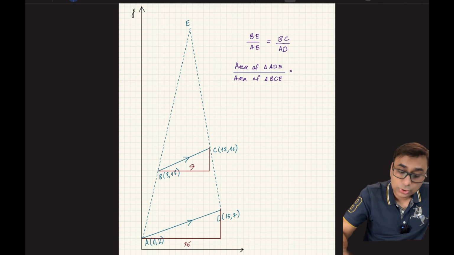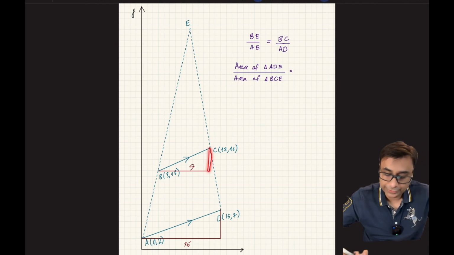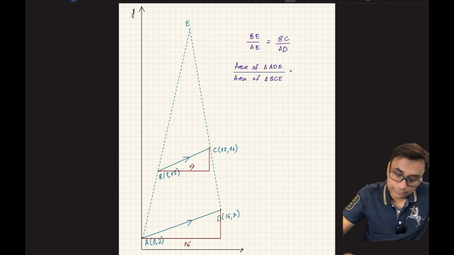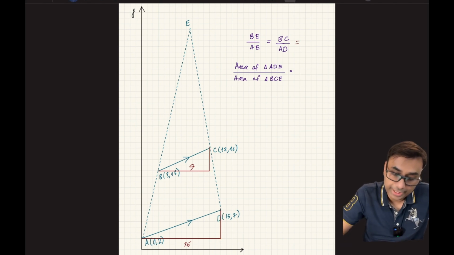I could also have done this by finding the ratios of the vertical sides as well. It should give me the same result. So if I would do that, BC over AD is going to become 9 over 15, and that's going to be 3 over 5. So that's how easily I can get the ratio of the sides.